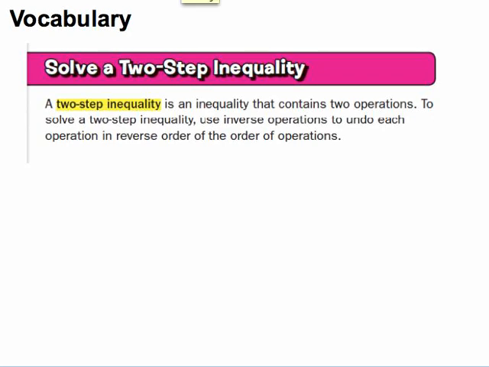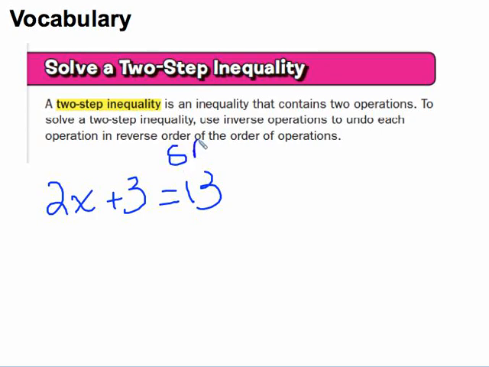So the first term and definition, the only term that we're going to have for this lesson, is a two-step inequality. That is an inequality that contains two operations. To solve a two-step inequality, you're going to use inverse operations to undo each operation in reverse order of the order of operations. So very much like two-step equations, like for example when we had 2x plus 3 equals 13. If you guys remember back, we would undo in backwards order of operations, so it was SADMAP.